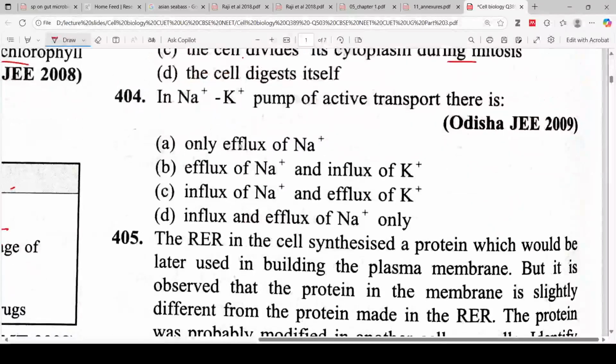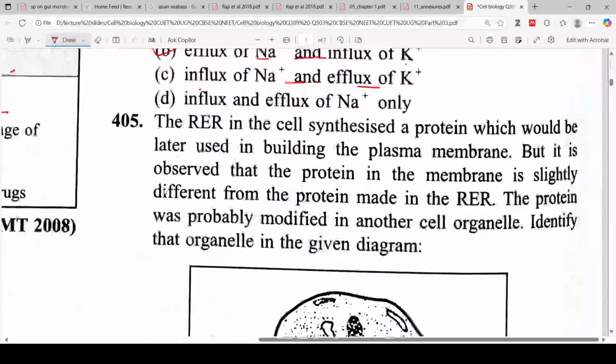Next question. In the sodium potassium pump of active transport, there is only efflux of sodium ion, efflux of sodium and influx of potassium, influx of sodium and efflux of potassium, or influx and efflux of sodium only. So the correct answer is option B. Next question.